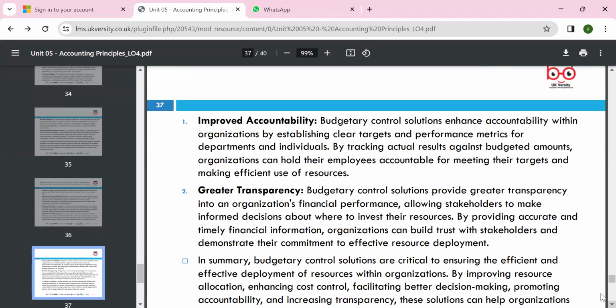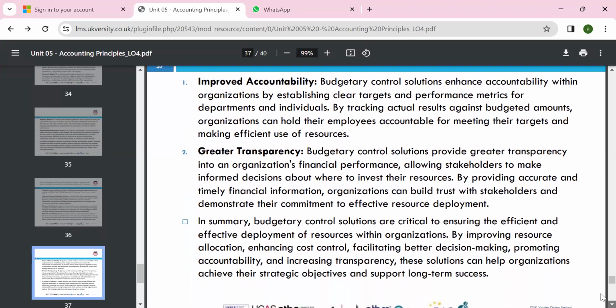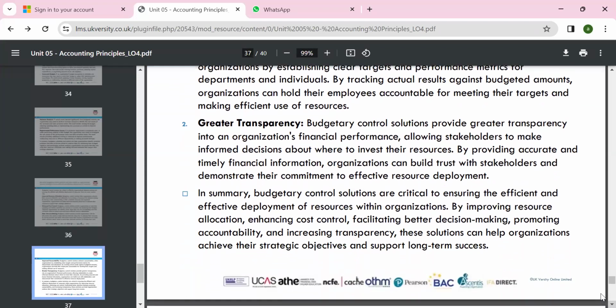Is it the lack of information, lack of training? Greater transparency: budget helps greater transparency. We can look at what budget was given and what actual performance we have. We can look at stakeholder trust and their communication, which we can improve. We said earlier, budget will help to improve the communication.